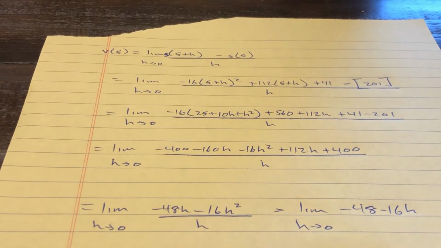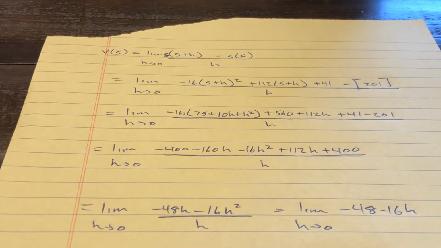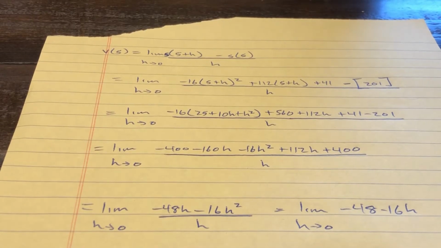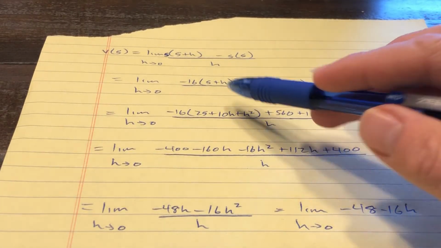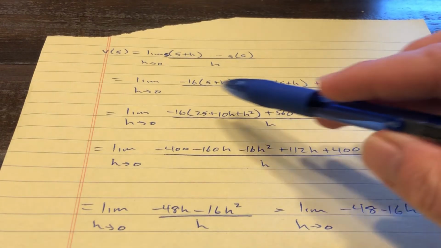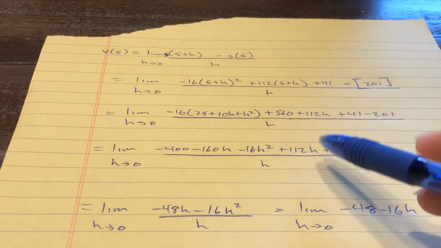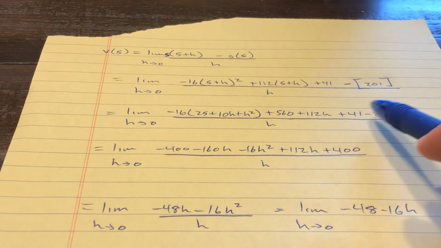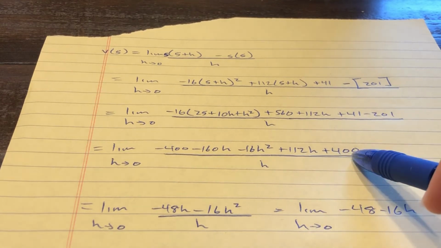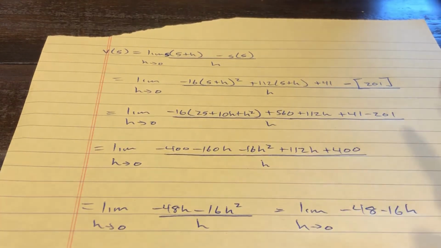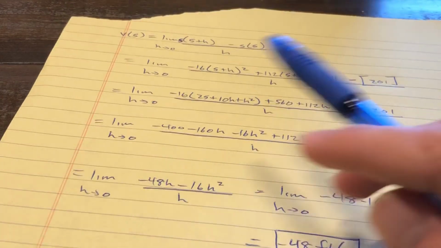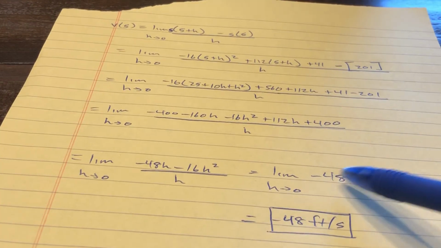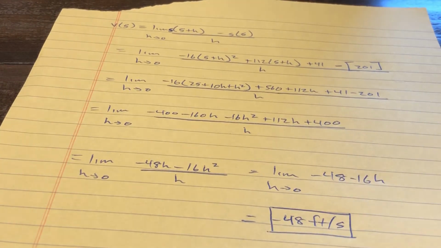Again, it can be h of t on your exam. Same deal. Velocity is the derivative of the position function. All right, so I'm just doing the algebra here. Okay, distribute the negative 16. This plus this minus this is 400, which is nice because the 400s cancel, as you know. Divide everything by h, and I let h be 0 finally, and I get negative 48 feet per second. It's coming down.